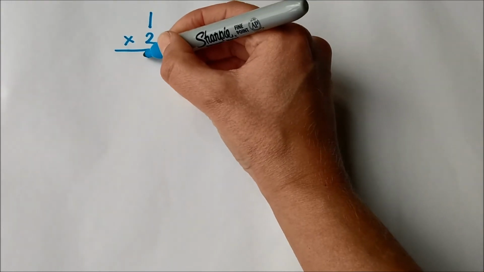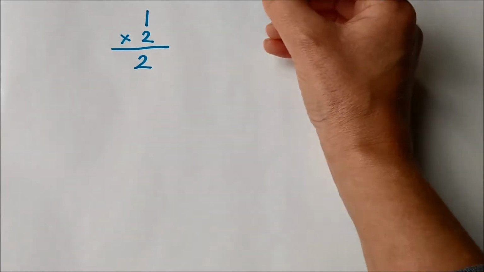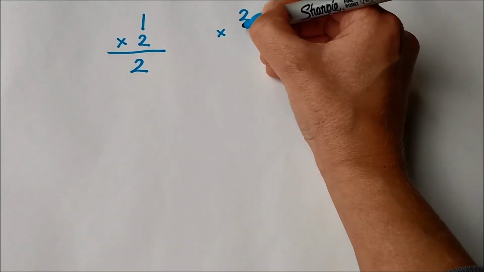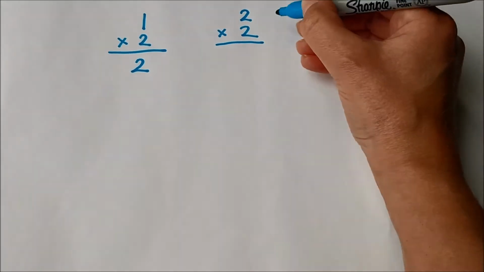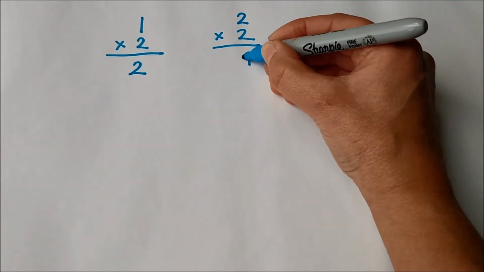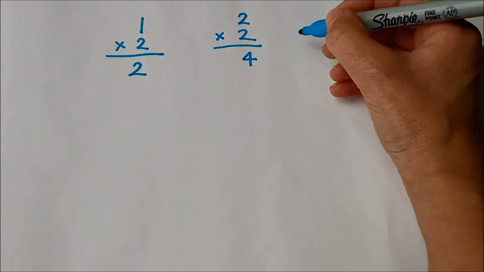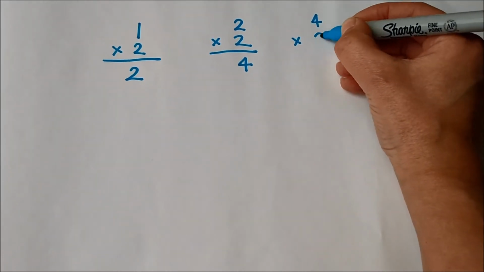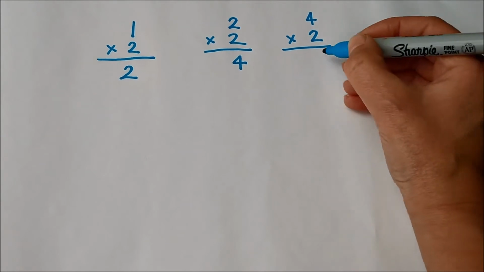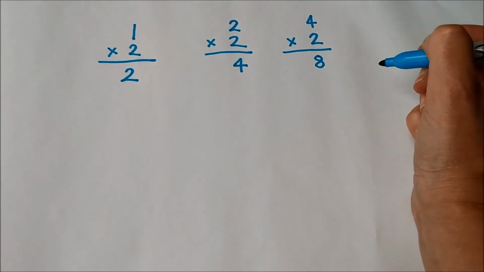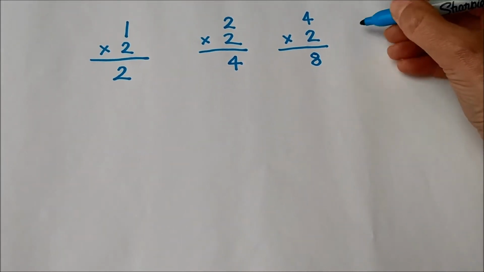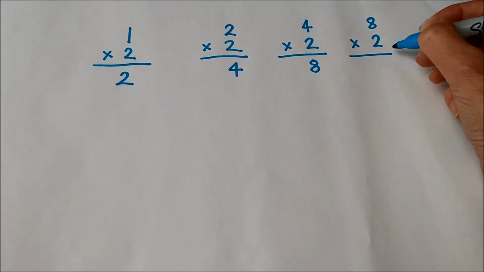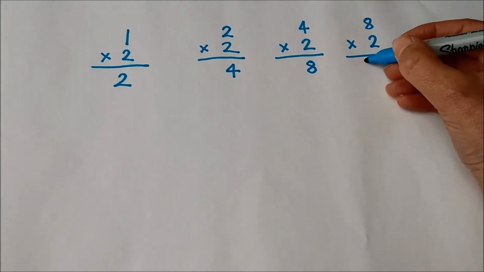2 times 1 is 2. Now let's put that number 2 at the top and times that by 2. 2 times 2 is 4. So far, so easy. Let's put that number at the top and times that by 2. 2 times 4 is 8. Let's put that number at the top, times it by 2. 2 times 8 is 16.